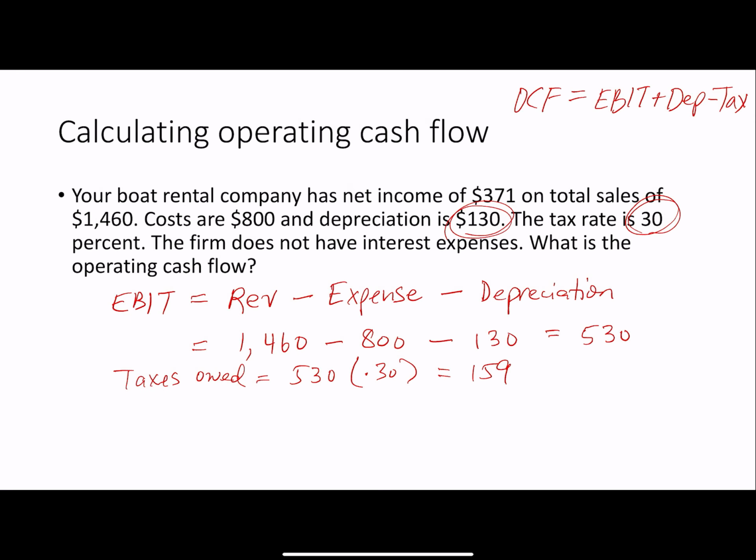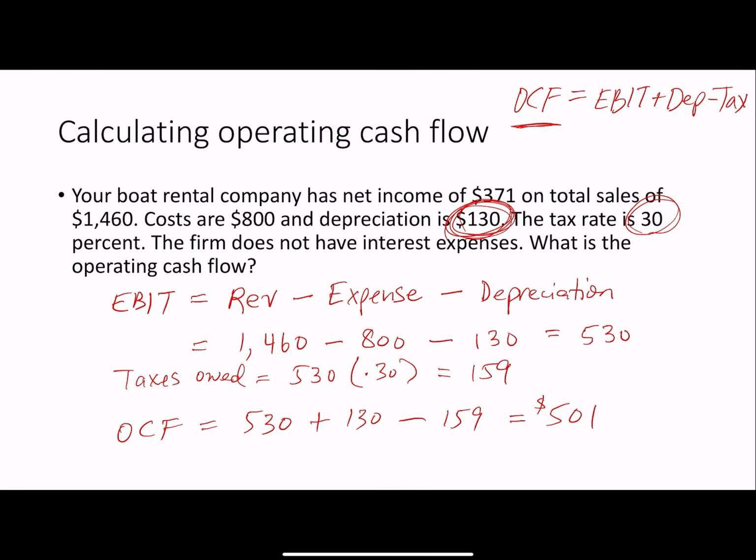All right, now we can look back at our operating cash flow equation and say, hey, we have everything we need in order to calculate it. So operating cash flow is equal to EBIT, which we calculated to be 530, plus depreciation, which is given to us and is 130, minus taxes, which we just calculated, which is $159. That gives us a total operating cash flow of $501.